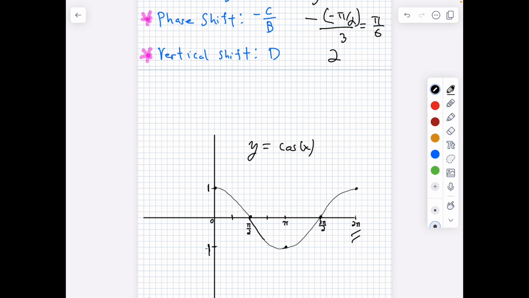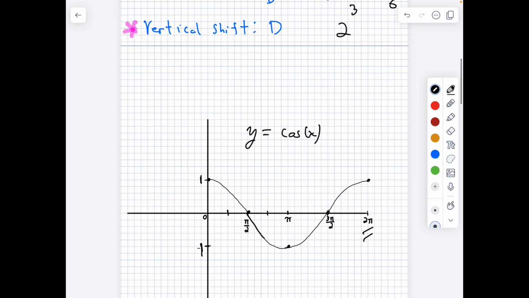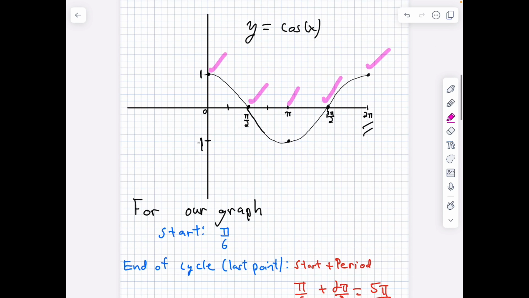So I want us to notice a few things about this graph of cosine of x. You have 5 key points that are standouts here: 0, 1; pi over 2, 0; pi, negative 1; 3 pi over 2, 0; and 2 pi, 1. Now, what we're going to start off by doing is apply our horizontal shift to these points, and we're going to move them. So 0, pi over 2, pi, 3 pi over 2, and 2 pi are going to be transformed. And here's how that works.